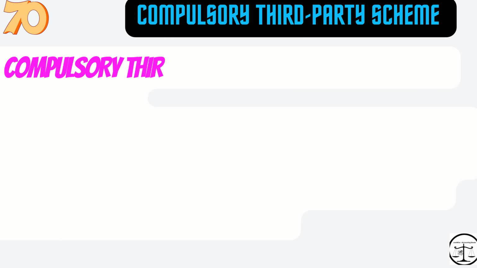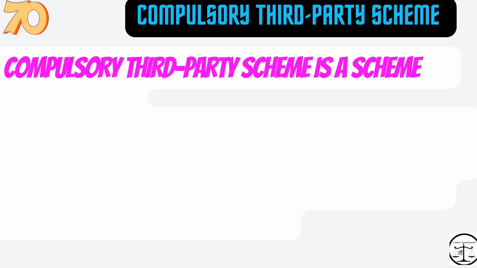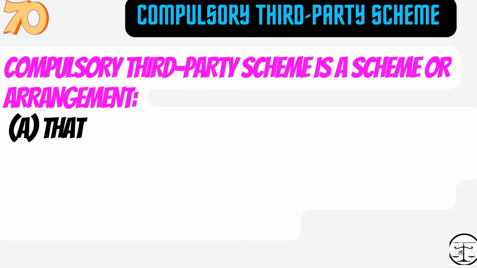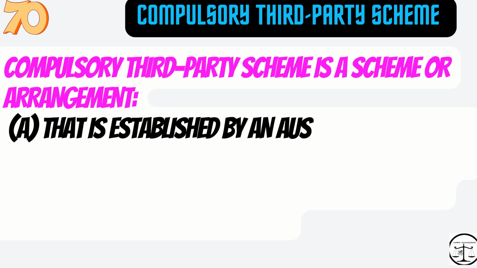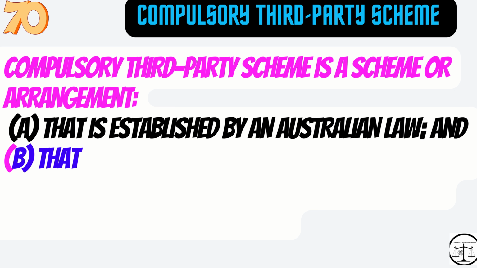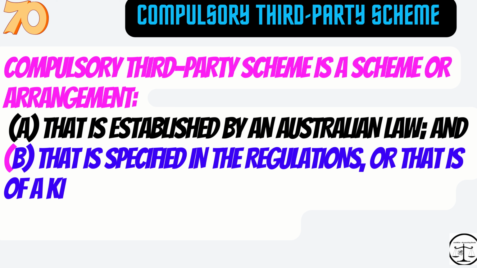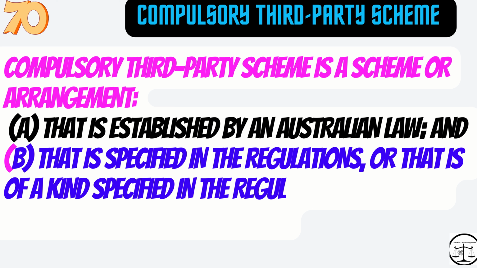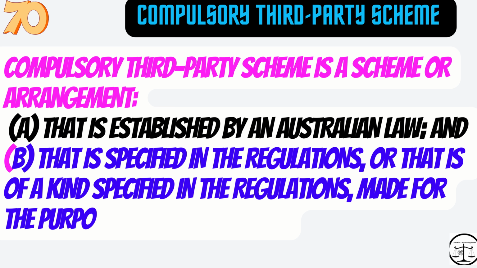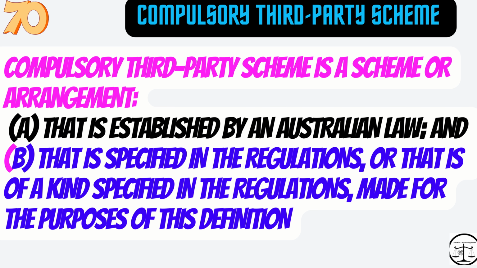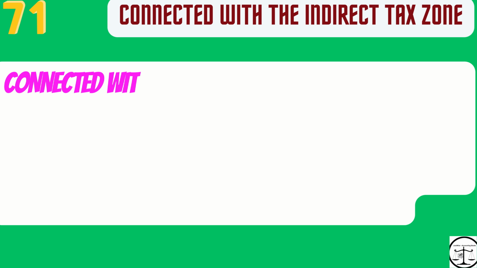Word 69. Compulsory third-party scheme is a scheme or arrangement A. that is established by an Australian law, and B. that is specified in the regulations, or that is of a kind specified in the regulations, made for the purposes of this definition.